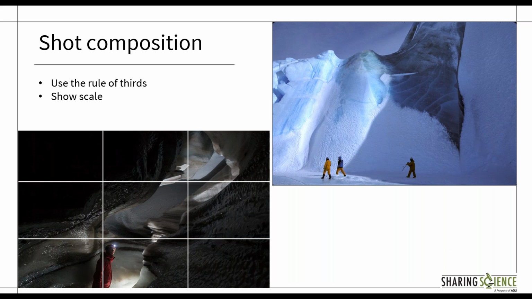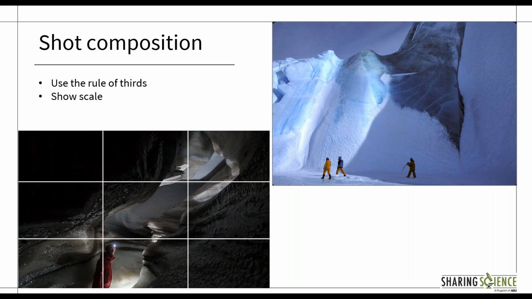So in this example here on the bottom left, you can see that this person, their face is very close to that intersection of the bottom 2 lines. It's not exact, it doesn't have to be perfect, but it's right around that area. And what this does is it draws the viewer's eye around the frame, so they don't just focus on the center. So it just makes it a little bit more interesting, and they spend more time looking at the image or the shot.